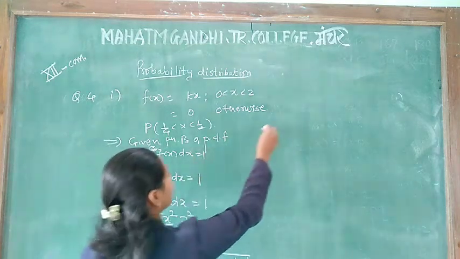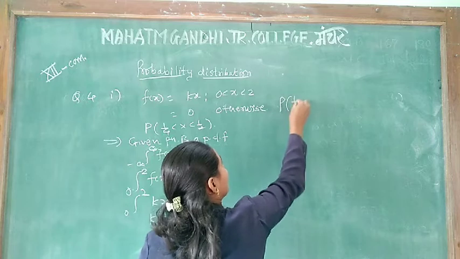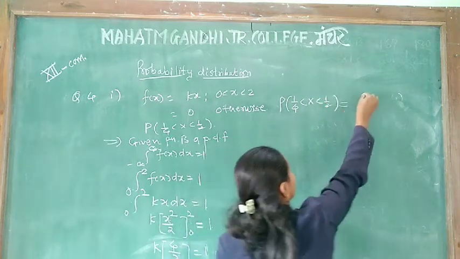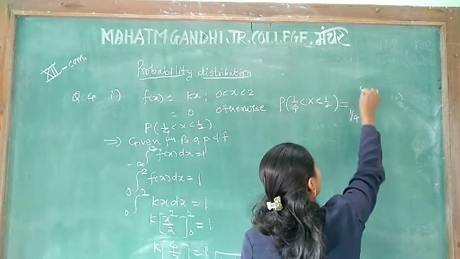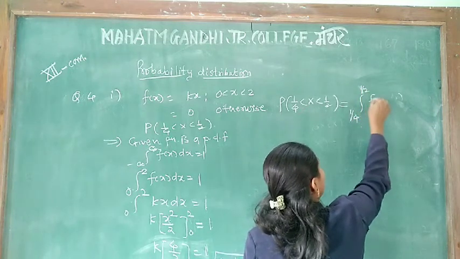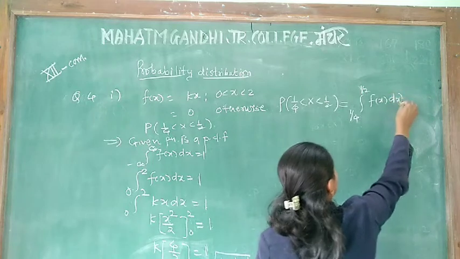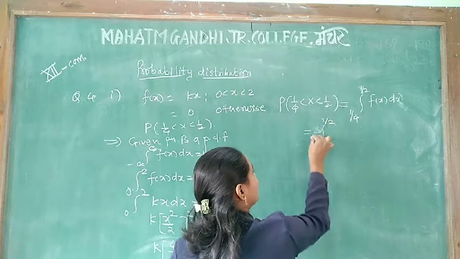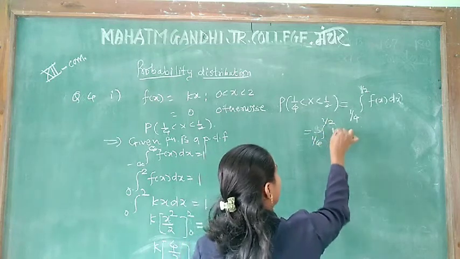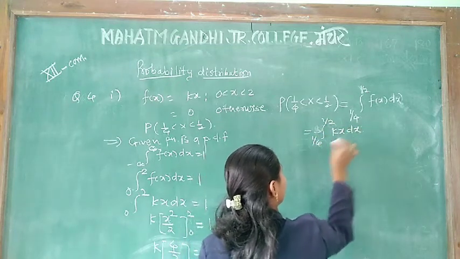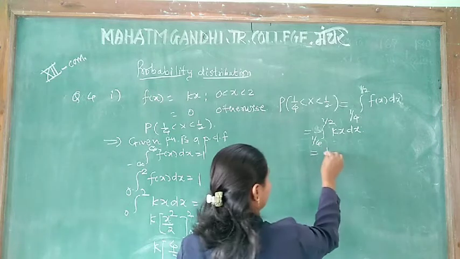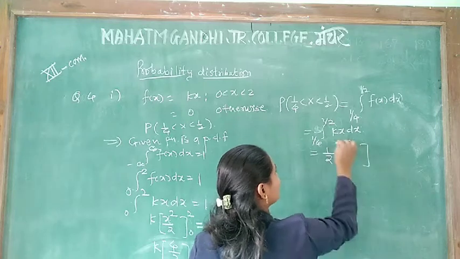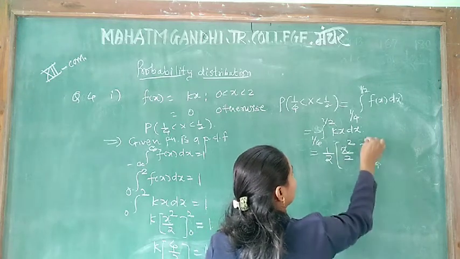Now here we have to find the probability. P of 1 by 4 less than x less than 1 by 2 is equal to integration from 1 by 4 to 1 by 2 of f of x dx. What is the function? Kx dx. What is the value of k? That is 1/2, which is constant. Integration of x is x square upon 2 with limit 1 by 4 to 1 by 2.